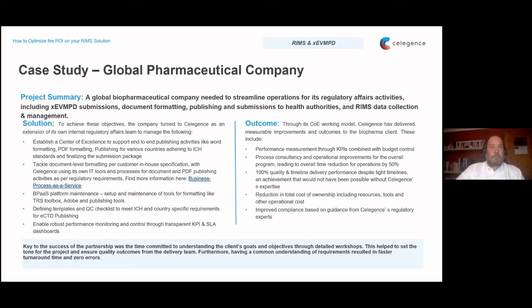In this case, a major global biopharmaceutical company needed to streamline their operations for the regulatory affairs activities, this time including XEVMPD submissions, document formatting, publishing, and submissions to health authorities, and RIMS data collection and management. Again, through our Center of Excellence model, we were able to achieve 100% quality and timeline delivery performance, despite tight timelines given by our client and their Indian health authority. They were also able to see a reduction in the total cost of ownership, including the resources, tools, as well as other operational costs by using Celegence.